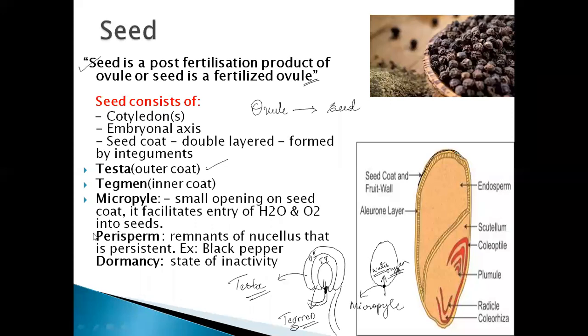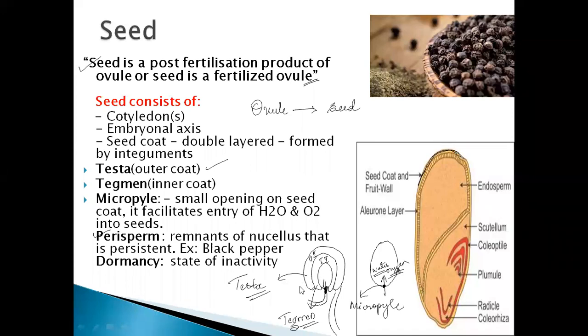Now, coming to perisperm. Now, this is important, students. The question about the perisperm can be asked in your exams, for your competitive exams as well. So, what is this perisperm now? Perisperm is nothing but the remaining of the nucellus part. Now, you will ask me, what is nucellus, ma'am?